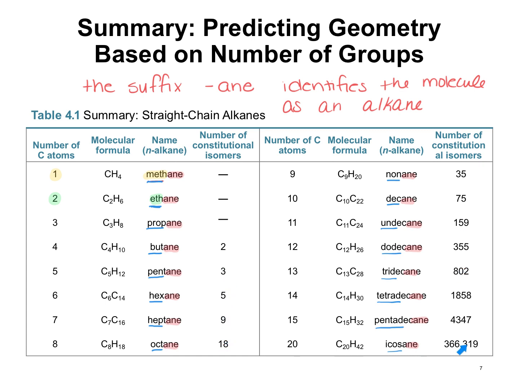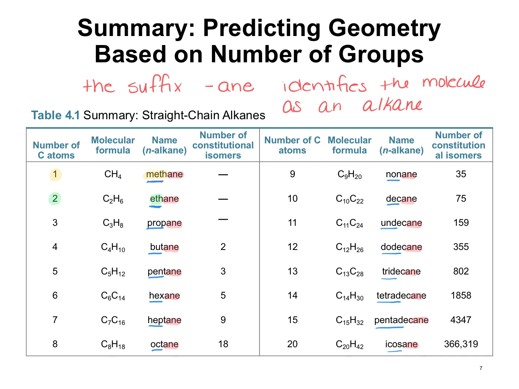I want you to notice here, as we increase the number of carbons, the number of constitutional isomers increases dramatically because there are just different ways that we can represent these in 3 dimensions. Now, this is important because these different isomers have different properties, like boiling point. And so we'll talk about that later.